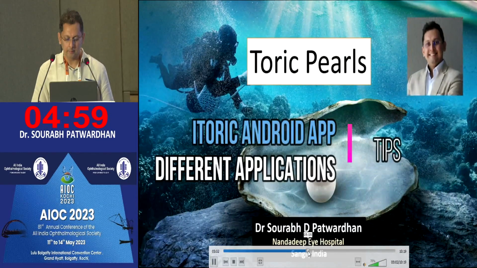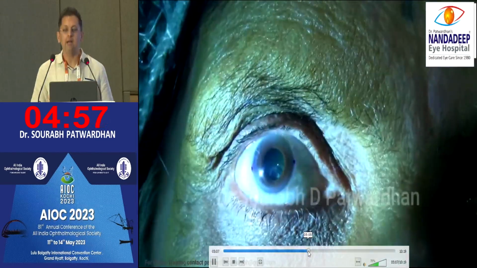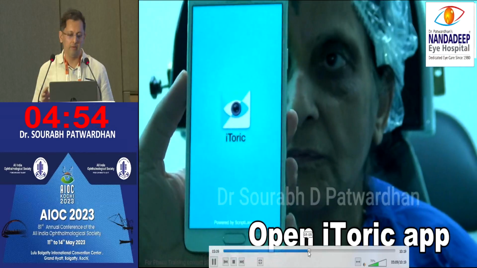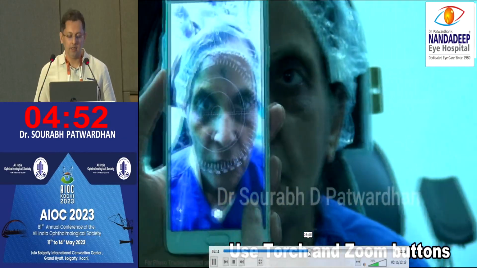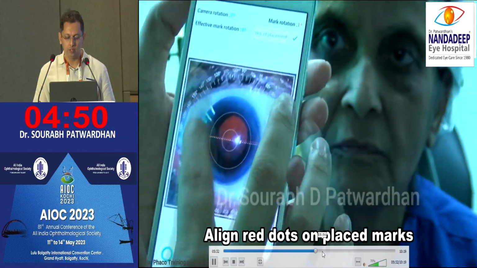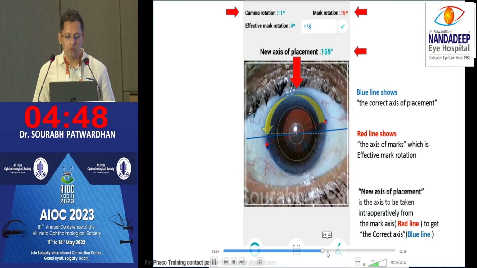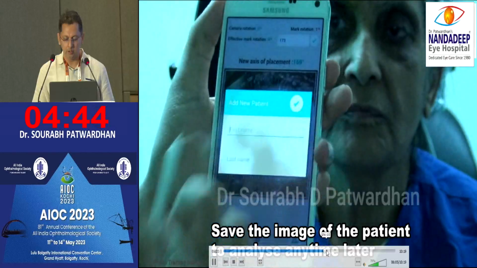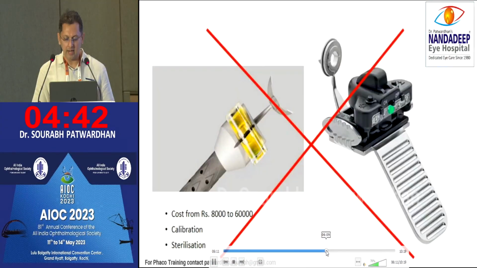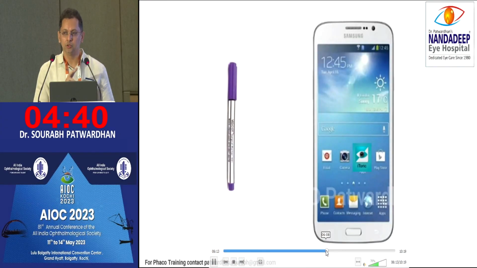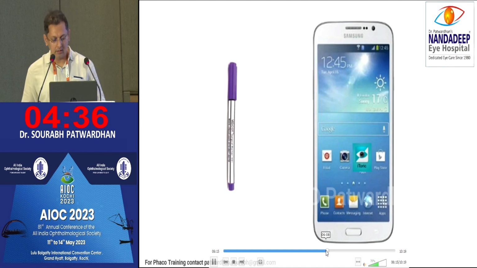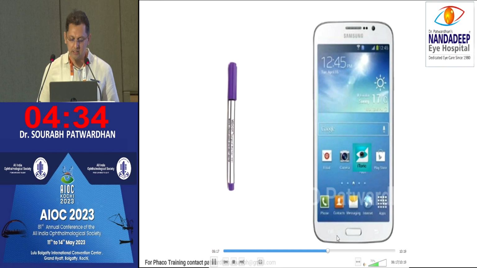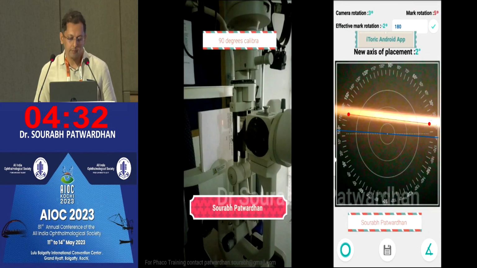Okay, so I have just done a freehand marking. No device is used. Just freehand marking, and the iToric app will give you the final result. This is how it looks. I think Deepak has elaborated it quite well, so I don't have to go into details. Before I had Callisto, I just had these two devices, an Android phone and a marking pen. That's it. It gave me excellent results, and still gives me excellent results when Callisto is not able to register the patient.